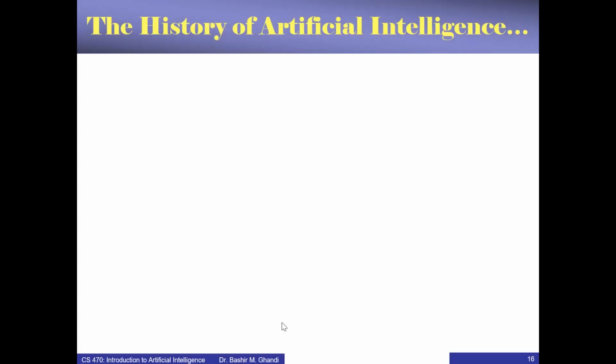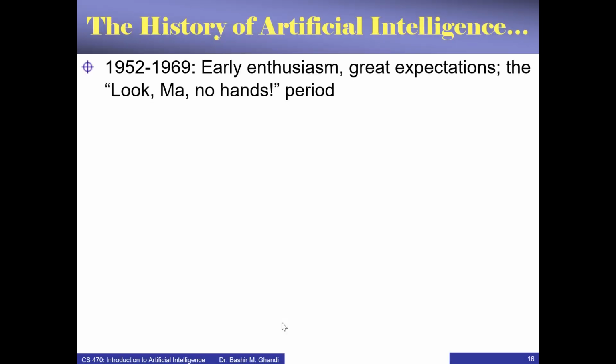Okay, let's move to the next period, 1952 to 1969. This is the period of early enthusiasm and great expectations, because it was the period where many fascinating programs, fascinating at that time, of course, because people never thought intelligent programs like that could be developed. A number of programs were developed during this period, which helped to make the field of AI more popular.